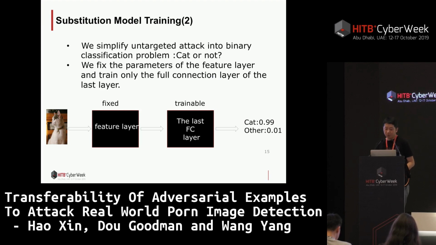The substitution model is only retrained for the categories that need to be attacked. And its features in this category are expected to be more similar to the target model. So when we use untargeted attacks, if you only attack cats, then we only need a binary classification: cats or not. We fix the parameters of the feature layers and train only the fully connected layer, the last layer.